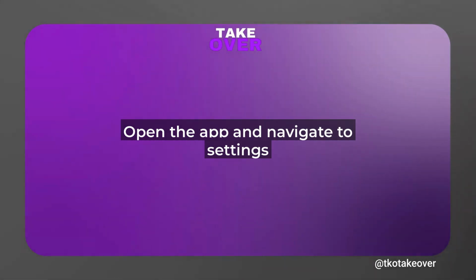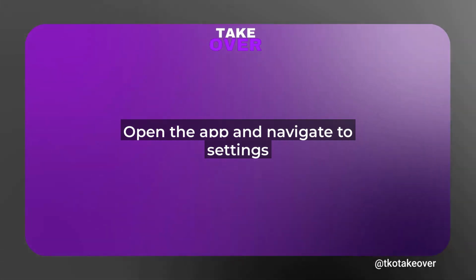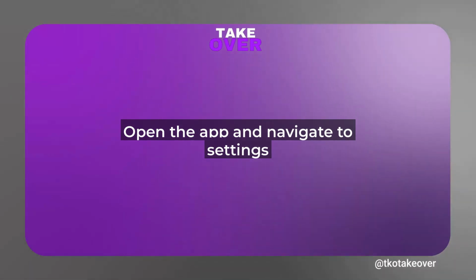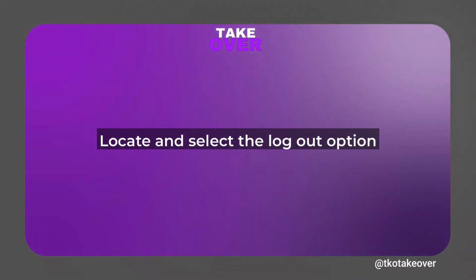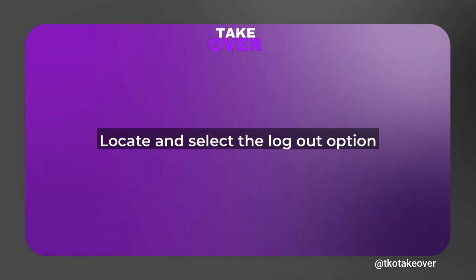First things first, make sure you have the Goodbudget app installed on your device. If you're on iOS or Android, open the app and log in if you haven't already. Now, head over to the Settings menu. It's usually in the top right corner or under your profile icon. Look for an option called Account or Settings.